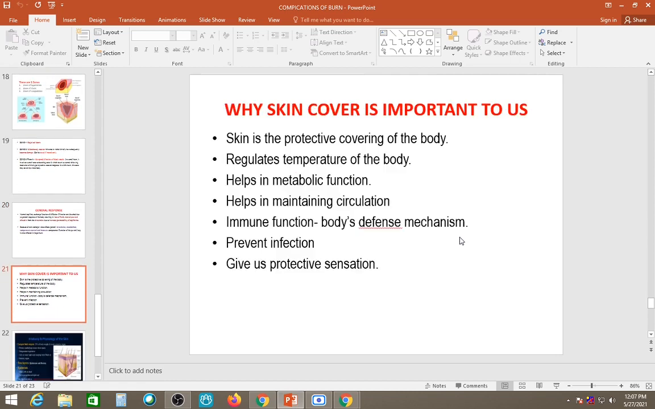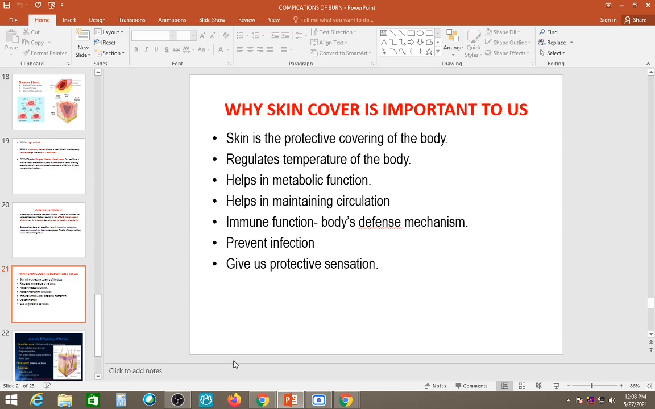Why is skin cover important to us? Skin is the protective covering of the body. It regulates temperature of the body, helps in metabolic function, helps in maintaining circulation, immune functions, body defense mechanism, prevents infection, and gives us protective sensation. Because of that, skin functions in all these seven points. But once it's damaged, then everything will be compromised. Because of that, those complications are coming. And if we understand anatomy and physiology and the functions, then it will be understood.